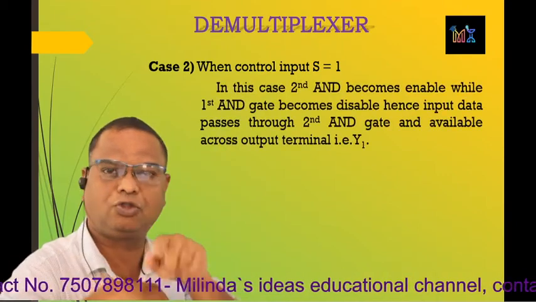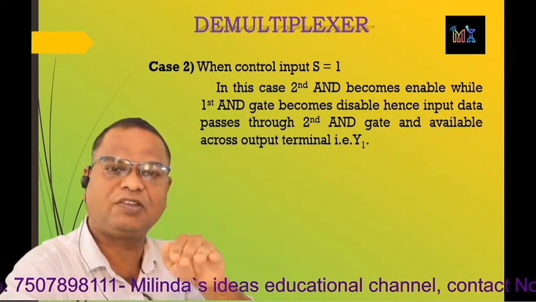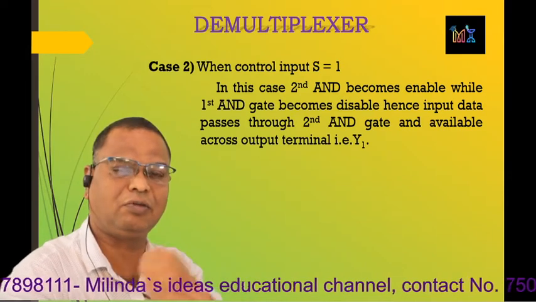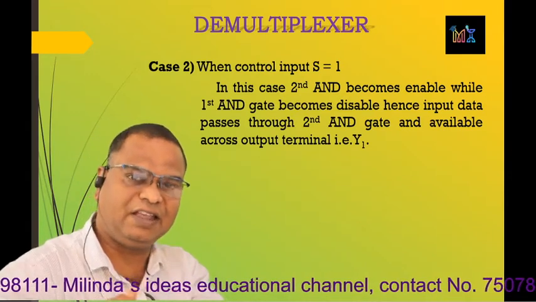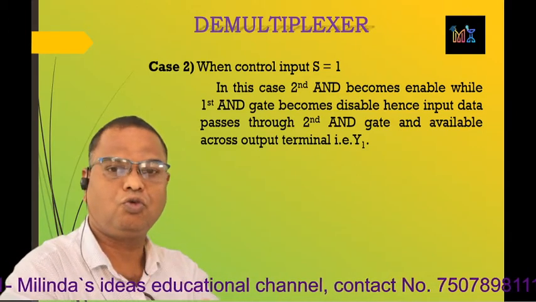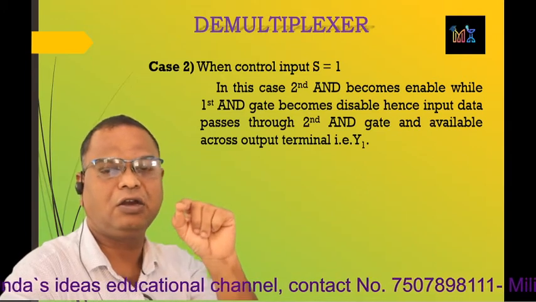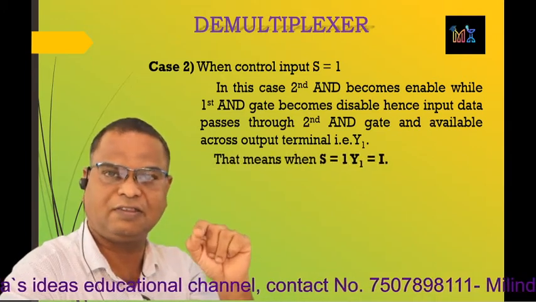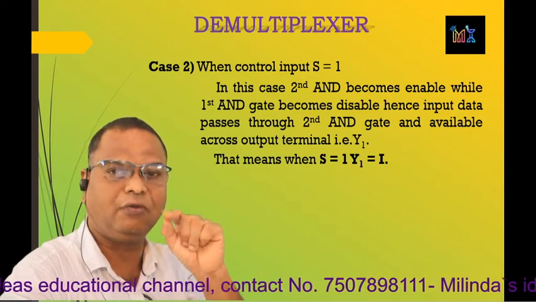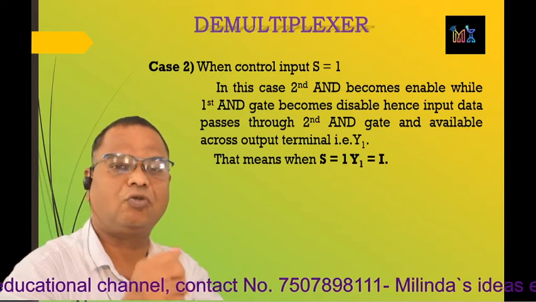Because 1 is connected through the NOT gate, the output of the NOT gate becomes low. So the control input of the first AND gate becomes low, so that gate is in disable mode, while the second AND gate is in enable mode because its control input is high. So now the output of this gate, that is y1, is equal to I dot s. Now s is equal to 1, so y1 is equal to I into 1, so y1 is equal to I, or y1 is equal to D.